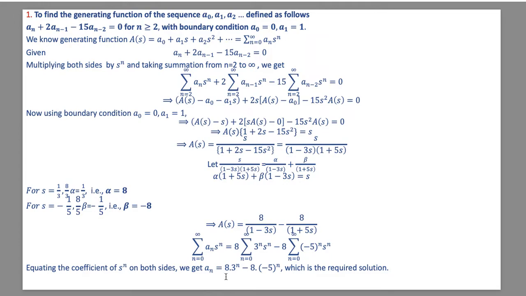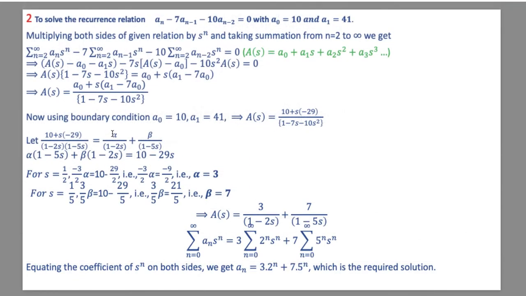And this is the required solution of the given recurrence relation. One more example. Now we will solve the recurrence relation a_n minus 7a_(n-1) minus 10a_(n-2) equal to 0 with boundary conditions a0 equal to 10 and a1 equal to 41.